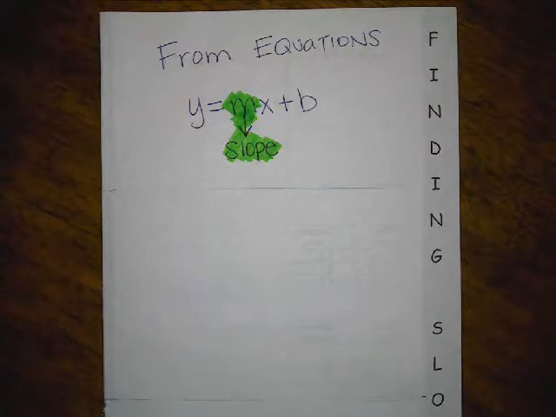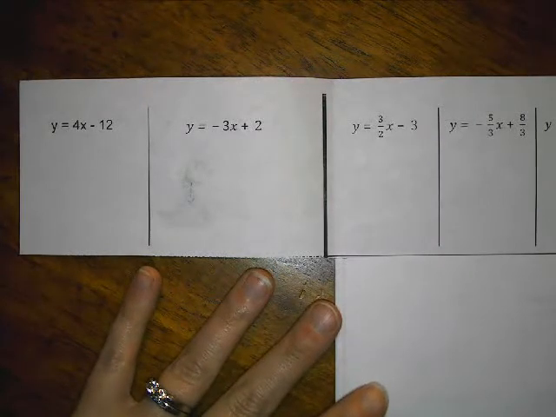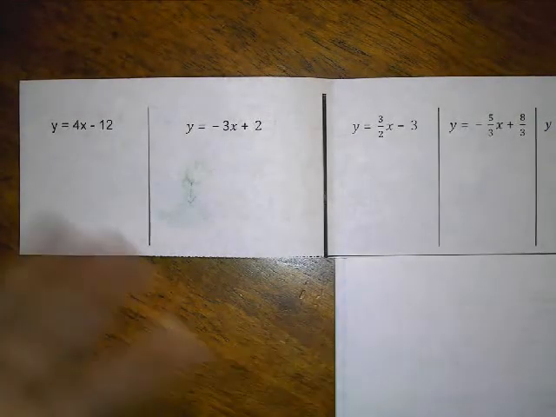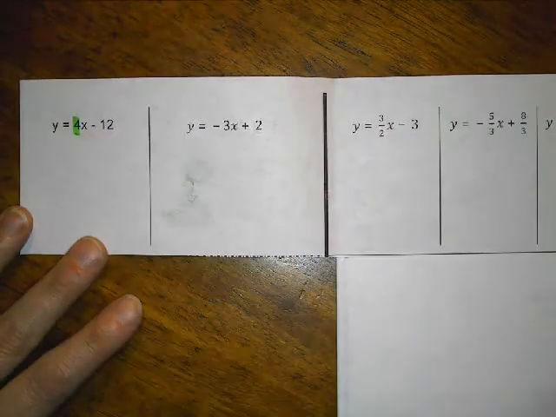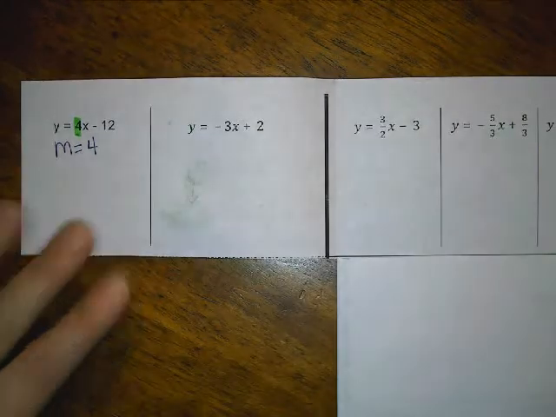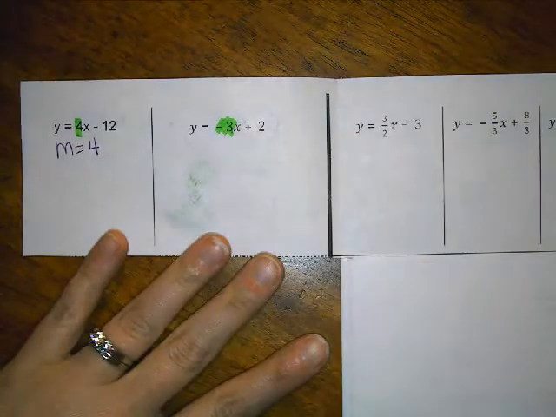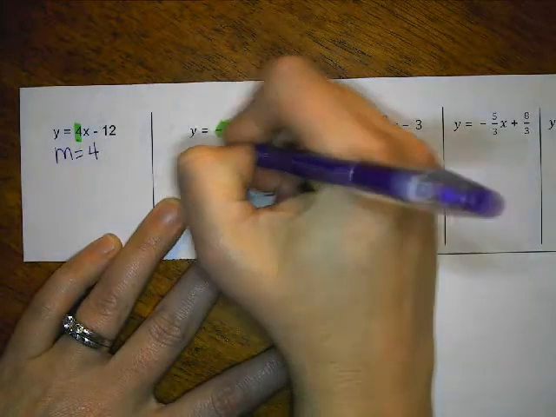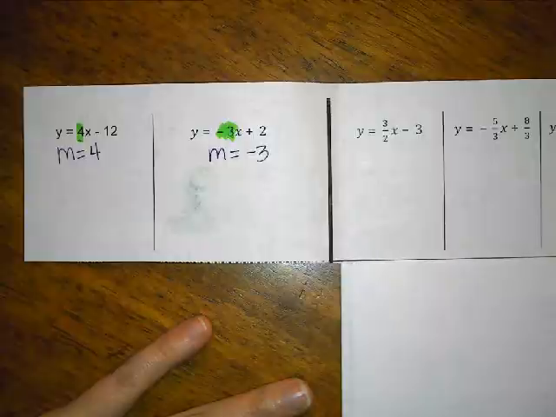So let's go ahead and look at the inside here. Here are a bunch of equations, and all you have to do is look for whether or not it's in y equals form. So here we have y equals 4x minus 12, so this 4 is going to be my slope, so m equals 4. And in this second one, negative 3 is going to be my slope because it's the number right before x, so m equals negative 3. It's that coefficient of x.